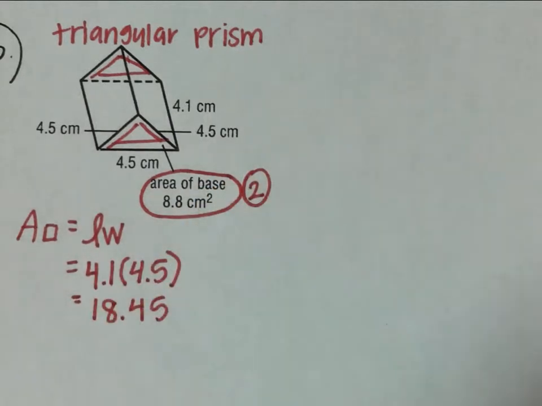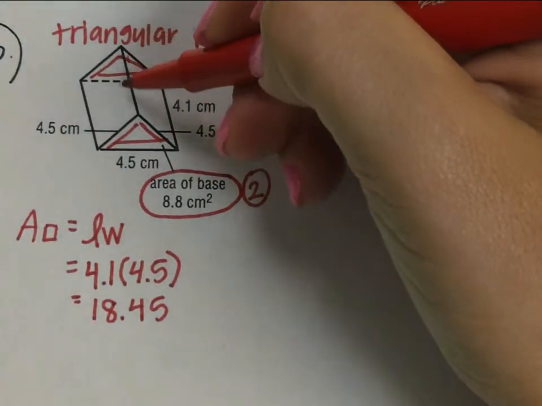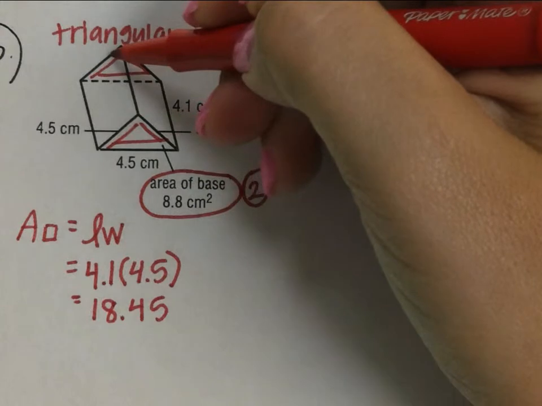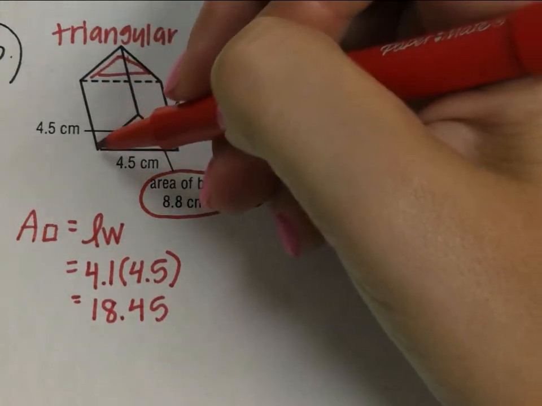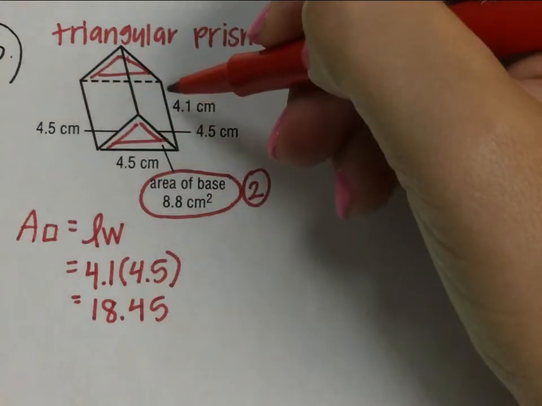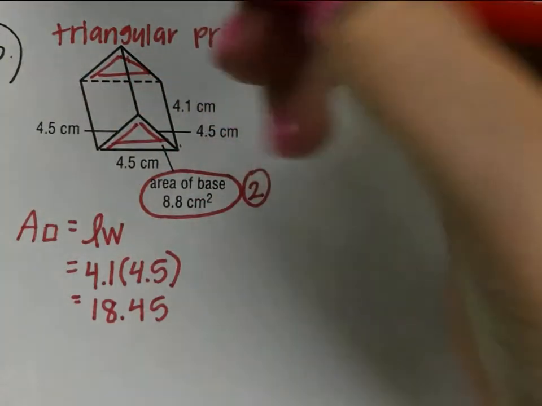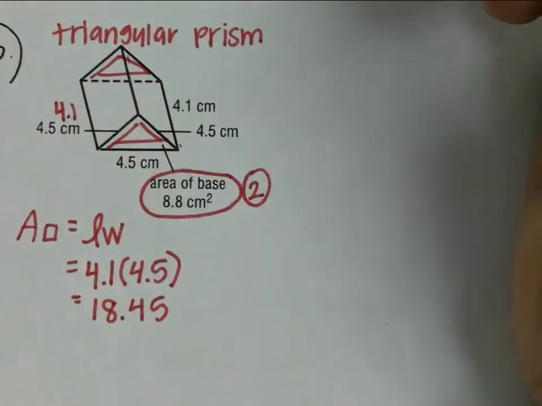18.45. Okay. Now if I look at this other side rectangle, what do I know about the length and width of it? It's the same, right? Because this is 4.5. This leg right here has to be the same as this one. So if that's 4.1, that means this is 4.1 as well. So I know I've got 2.